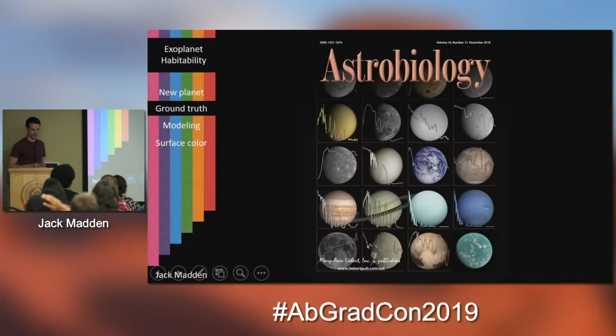So the first thing you want to do is have ground truths. You need to actually find some real planets, and see what those look like first. So we have a solar system that's pretty diverse. We do have a habitable planet, which is nice.